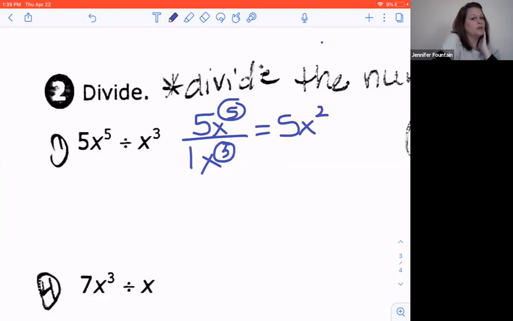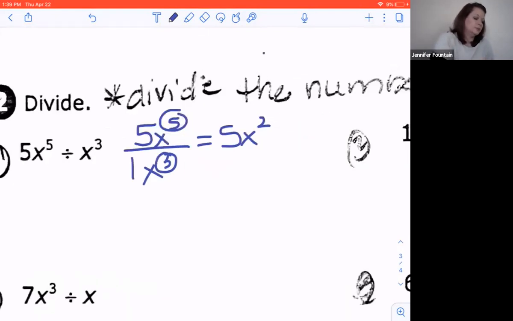So is everybody good with if I have a number that I'm dividing by, but there's not a number with my exponent, it's just a 1. So 5 divided by 1 is 5. But now I have x to the 5th divided by x cubed. So I just do 5 minus 3 is 2. So 5x squared.